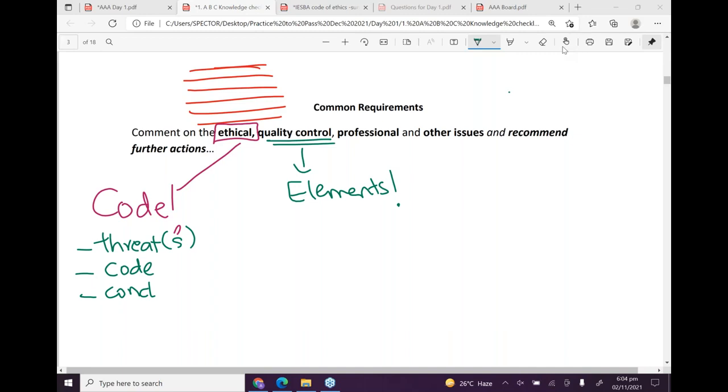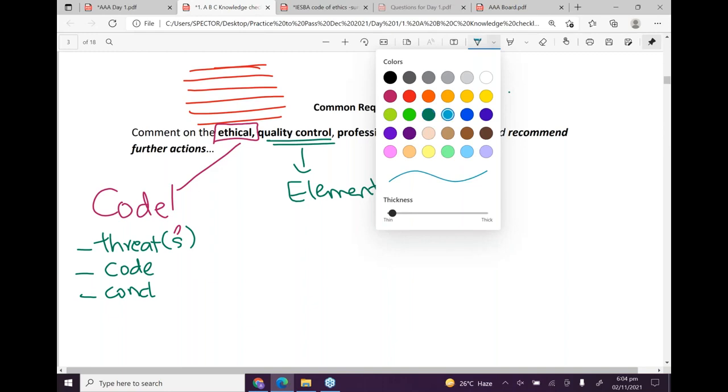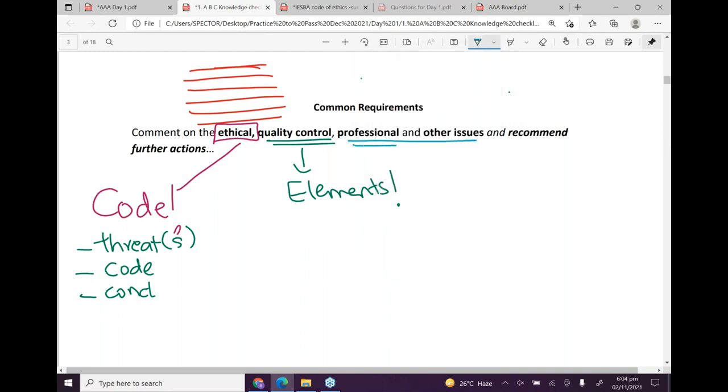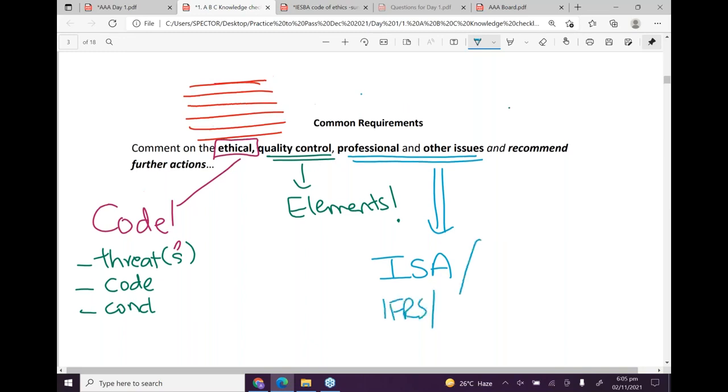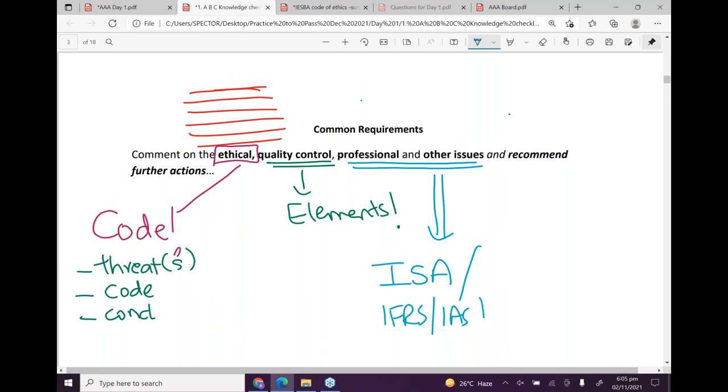So when she says comment on quality control, she's giving you hints that there's some parts in the requirement that can be linked to quality control as well. I think potentially the most problematic part would be professional and other issues. This basically means there are some auditing standards that might not have been followed, or potentially some IFRS accounting issues that were not picked up by the client.